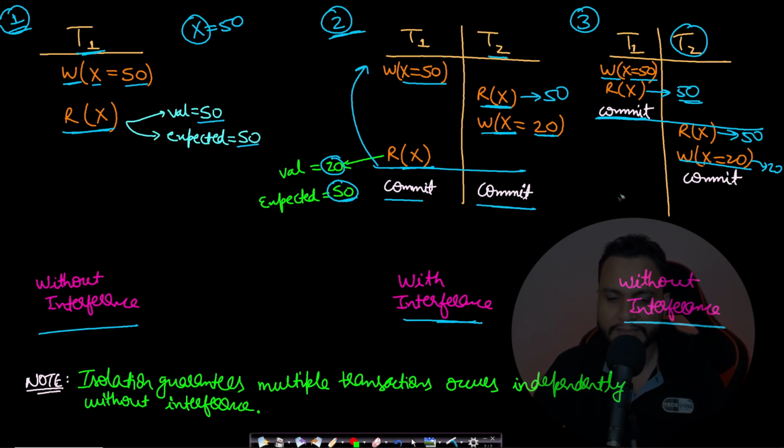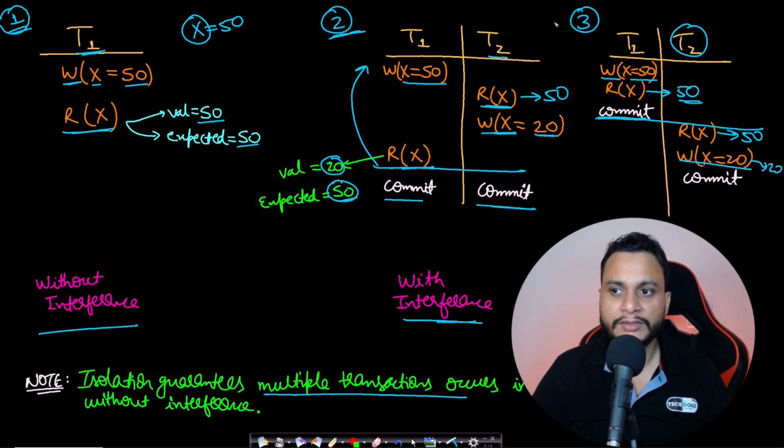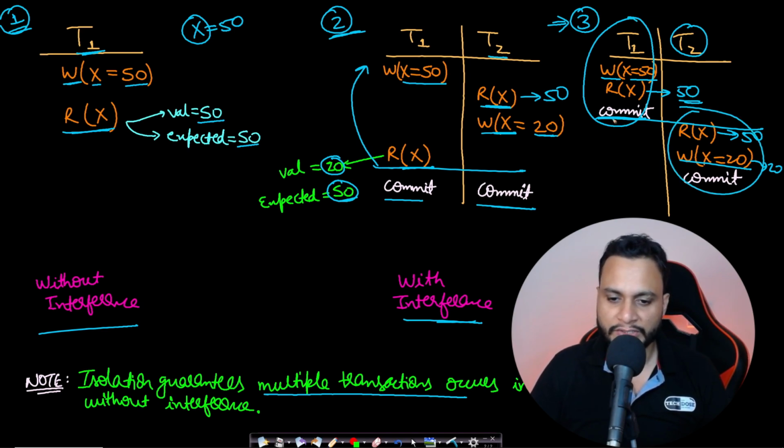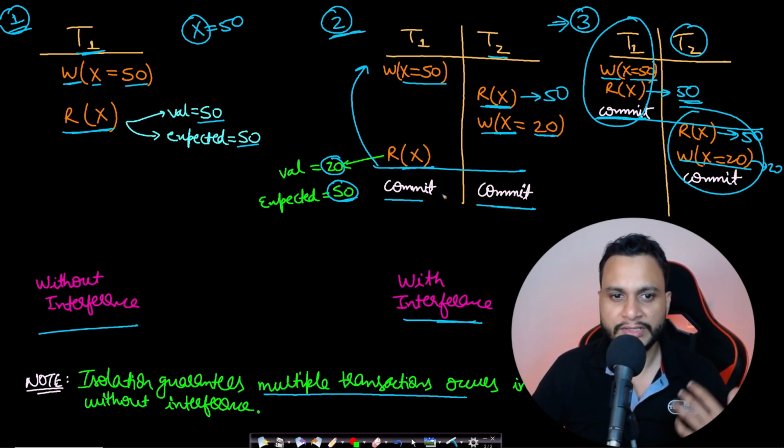So seeing these 3 examples, we understand that isolation guarantees multiple transactions to occur independently without interference. If you look at the third example, it is as good as saying that T1 happens alone and after that T2 happens alone, as if there is no connection between them, right? So this is the meaning of isolation. More discussions related to these conflicts will be covered in our later videos.